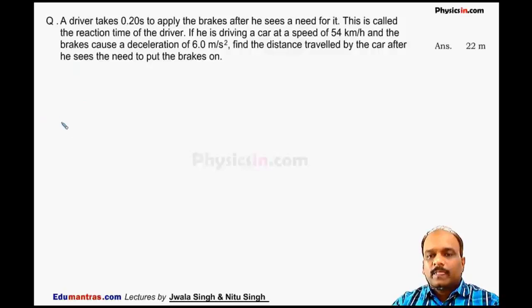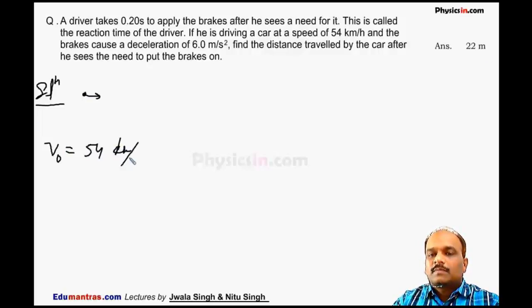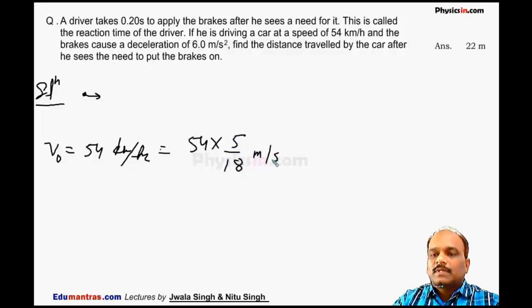Suppose this is a car which is moving with some speed. The speed of the car is given, it is 54 kilometer per hour. That is also equal to 54 into 5 by 18 meter per second. So it comes out to be 15 meter per second. So the speed of the car initially is 15 meter per second.